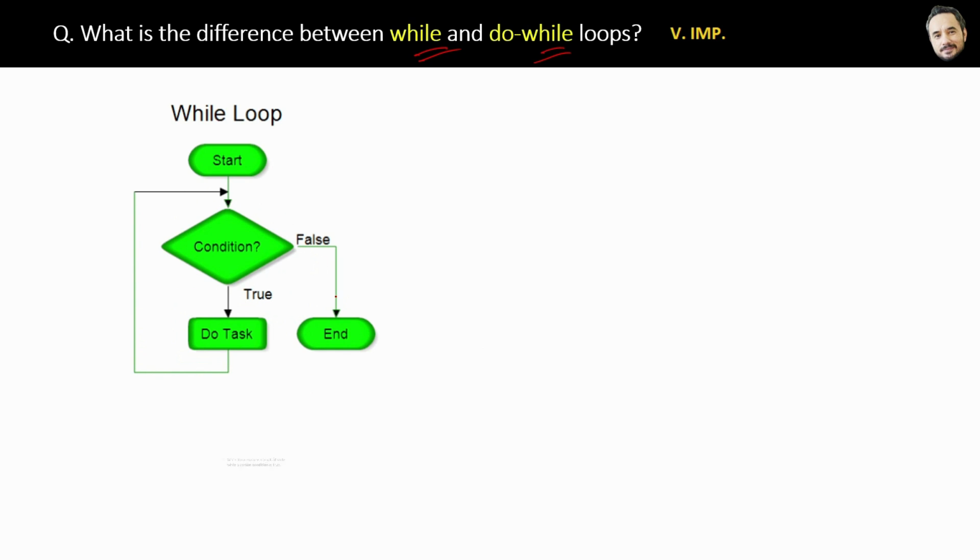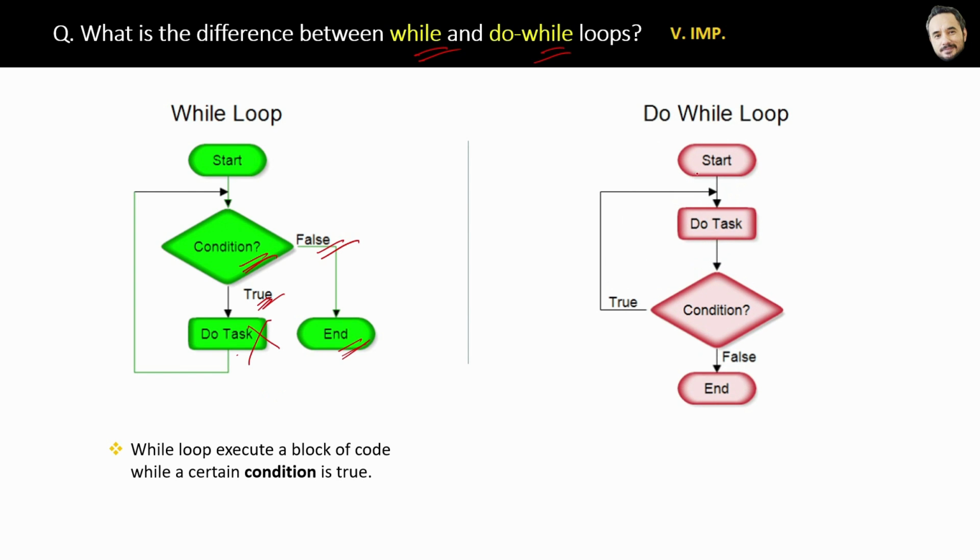The definition is that a while loop executes a block of code while a certain condition is true. But if the condition is false, the loop will not execute even a single time, right? Now here is the diagram of the do while loop.